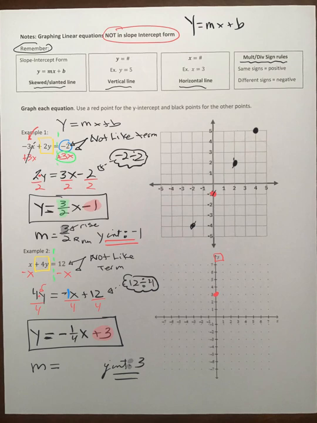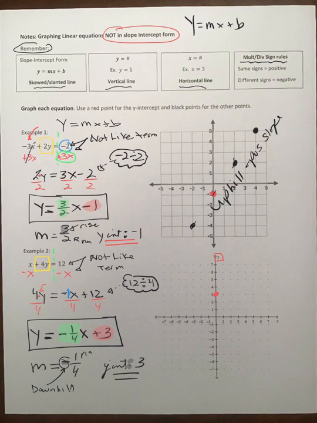The slope is the coefficient, what's being multiplied to the x. So it's not 1/4 x, it's negative 1/4 x. And because it's negative, remember we have to go downhill. The one we just did earlier was uphill because it was a positive slope. This one's downhill because it's negative.